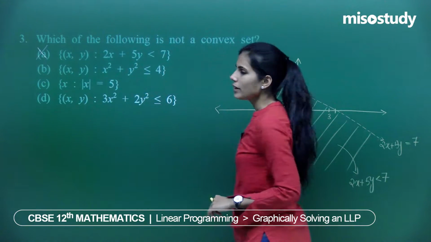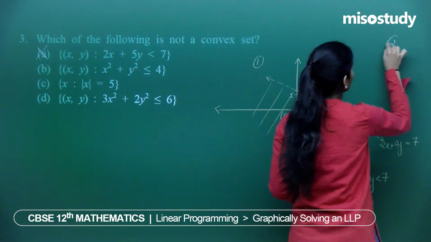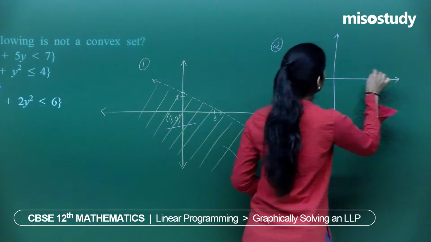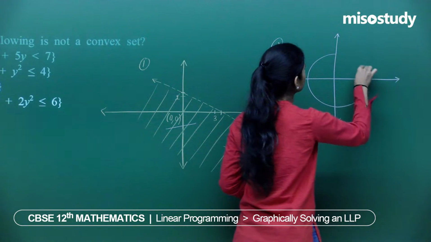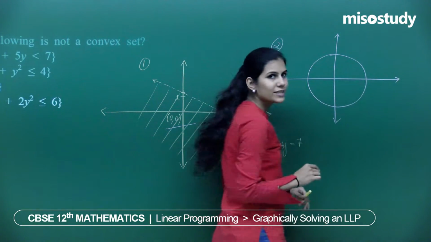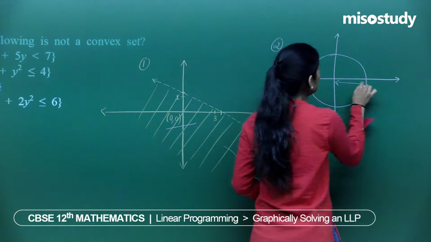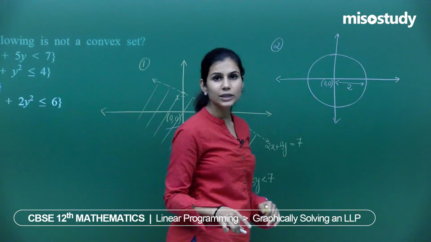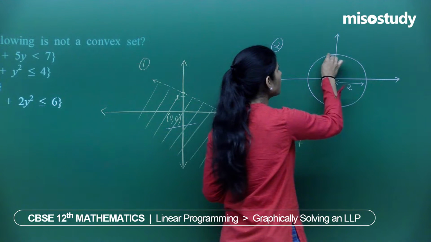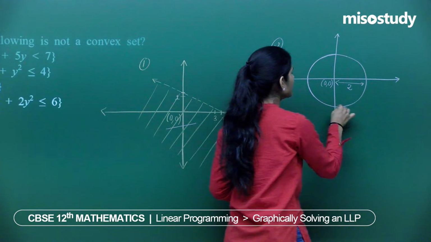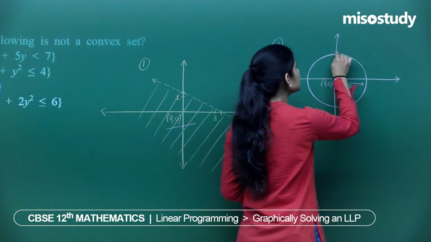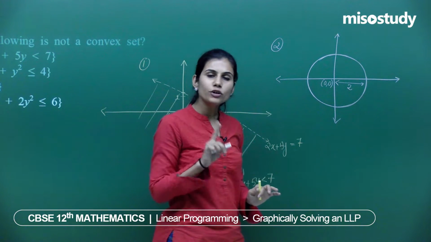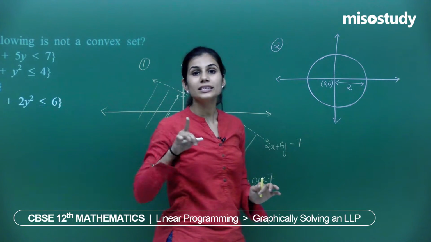What about this, x square plus y square less than or equal to 4? This is nothing but a circle with center at origin and radius equal to 2. x square plus y square equal to 4 is a circle with radius 2 centered at origin, and it is satisfied by all the points on the boundary of the circle. I want all those points x comma y which satisfy x square plus y square less than 4.